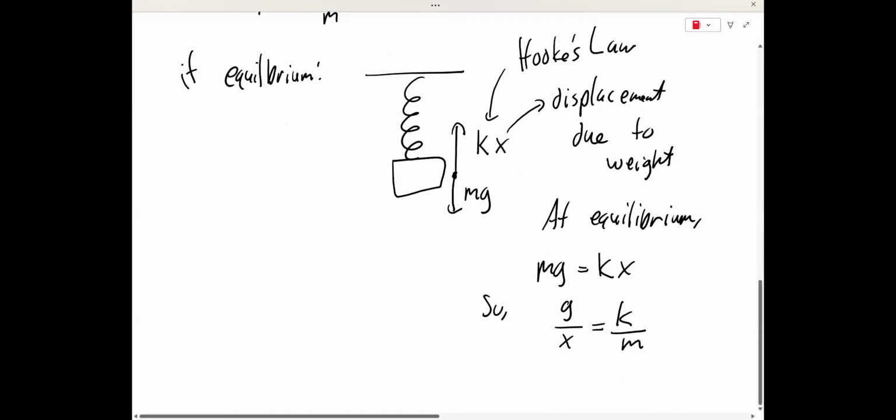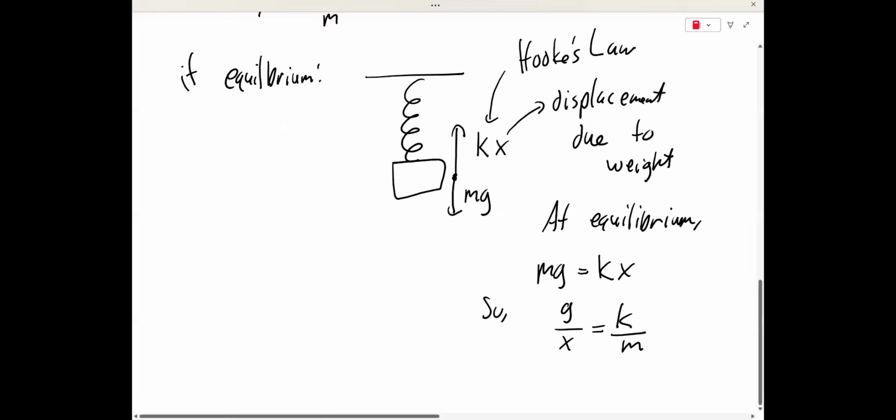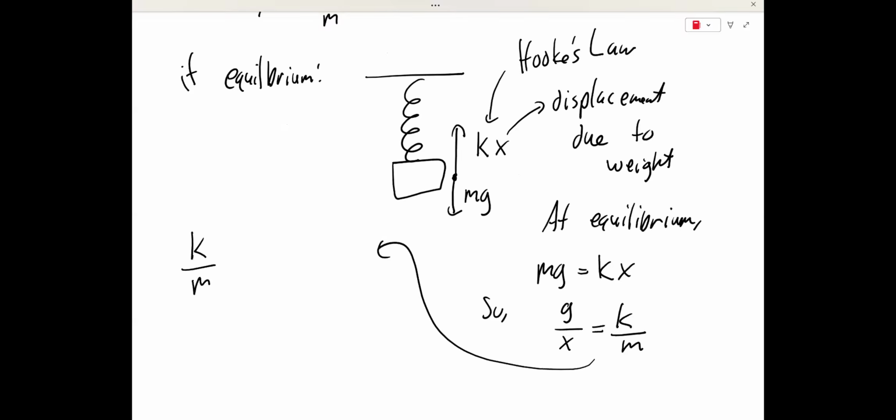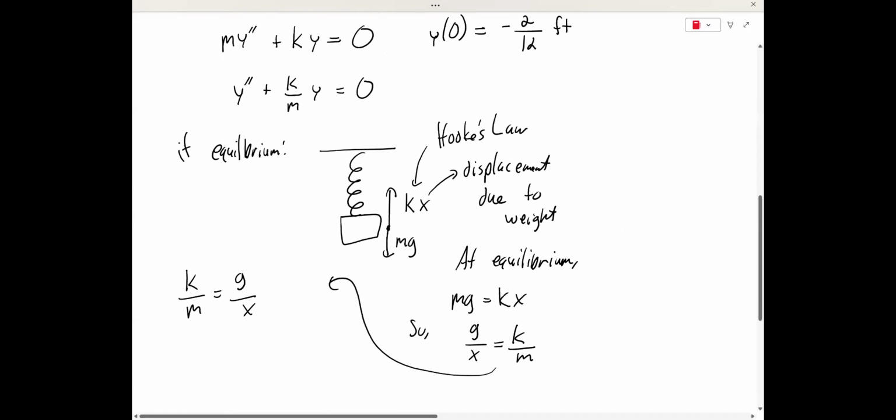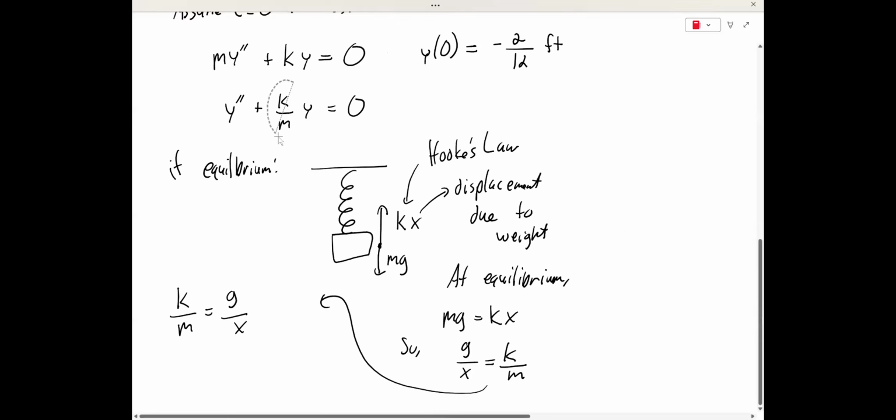Right, g over x is equal to k over m. I'm going to come back over here, the other way. So you end up with this thing right here: k over m is equal to g over x. And that's all we need here really, is k over m. We get that from g over x.